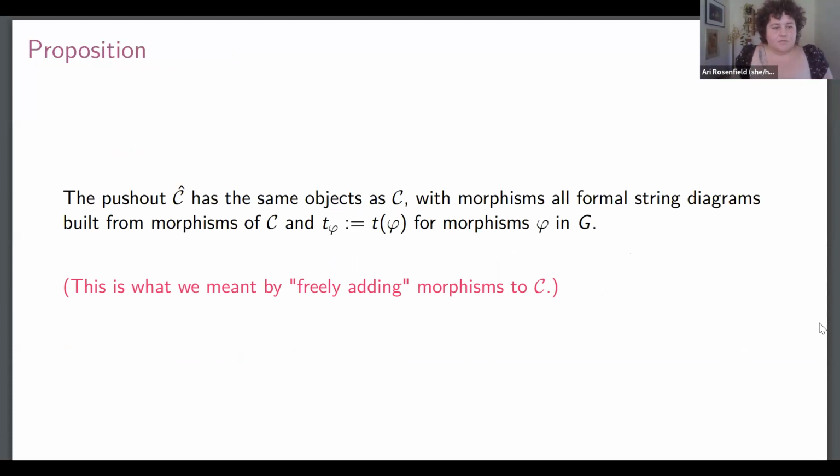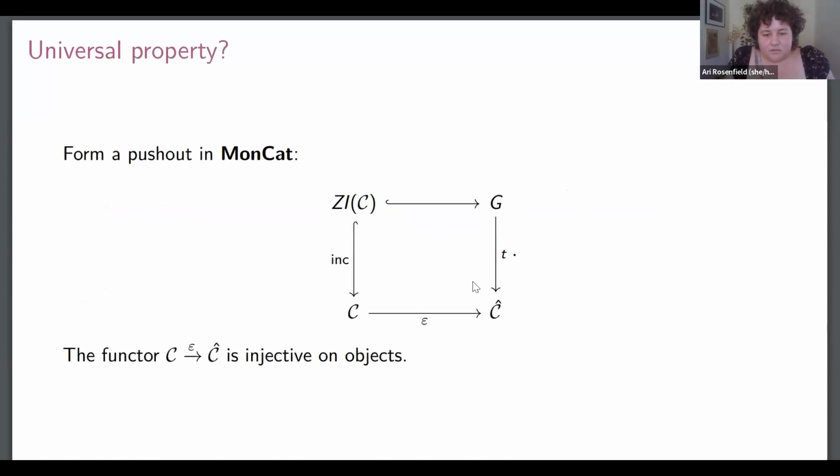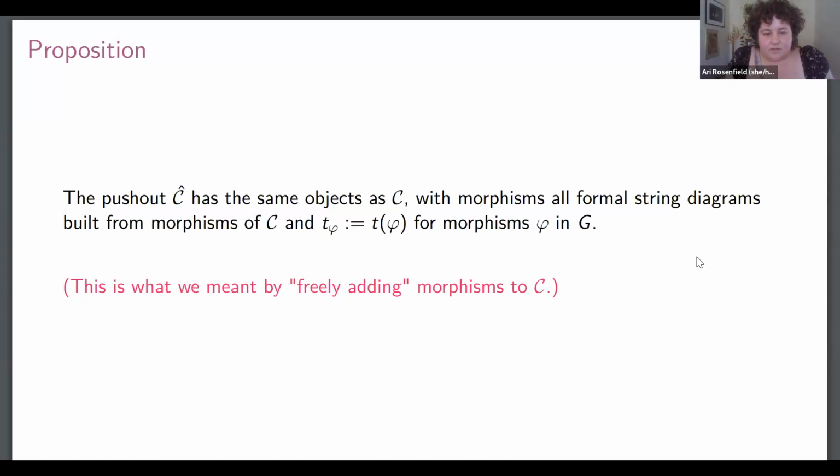So here's our proposition. This pushout has the same objects as C, and its morphisms are all formal string diagrams that are built from morphisms of C, so morphisms we originally had, and T phi, so this functor T on the right, and these T phi for morphisms phi that were in G. So this is what we mean by freely adding.